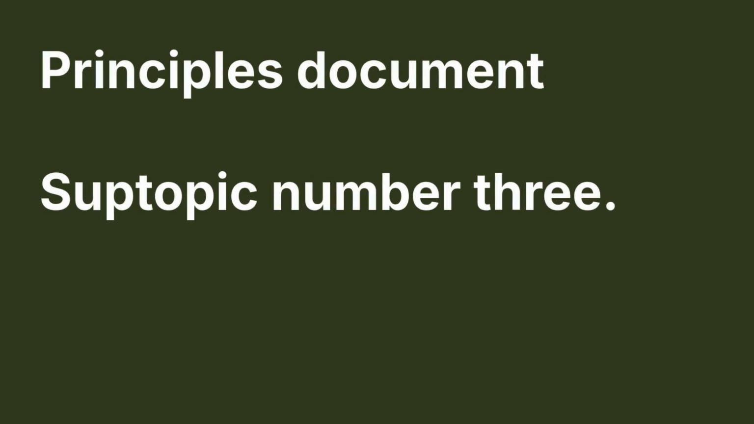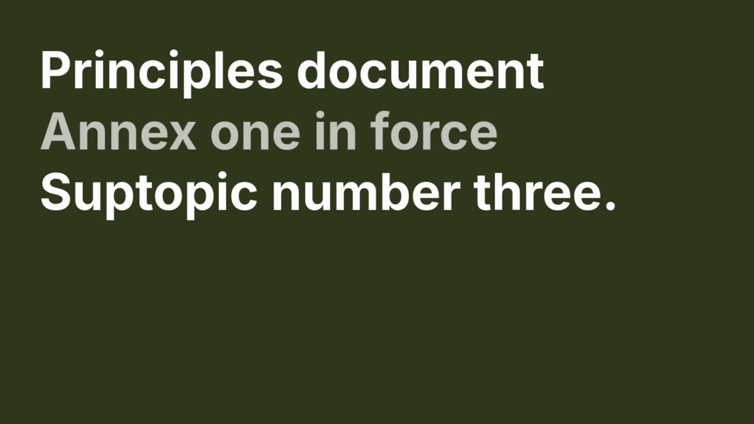ICH-E6-R3 is organized as an overarching principles document, plus annexes. Annex 1 replaced E6-R2 and took effect in the European Union from 23 July 2025. Annex 2 covers pragmatic and decentralized designs and real-world data sources, and becomes effective on 15 January 2027.